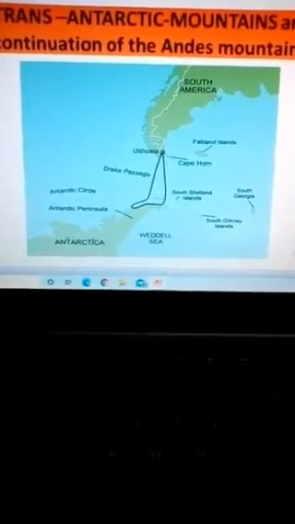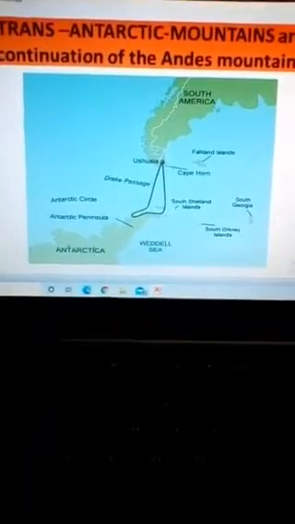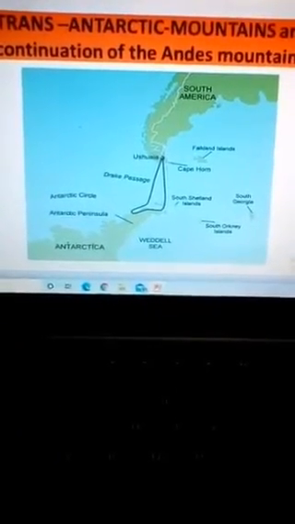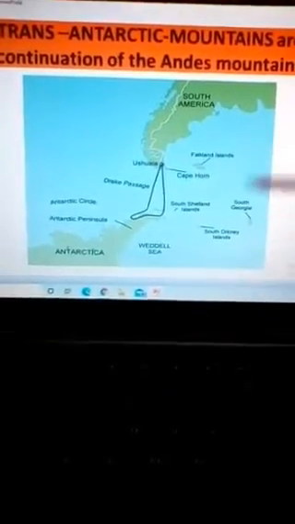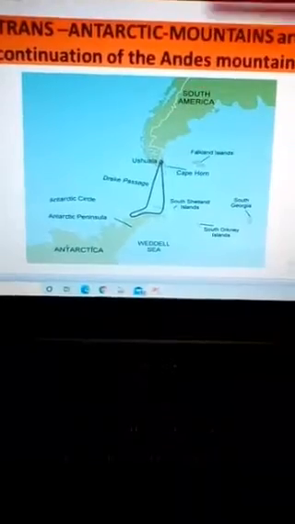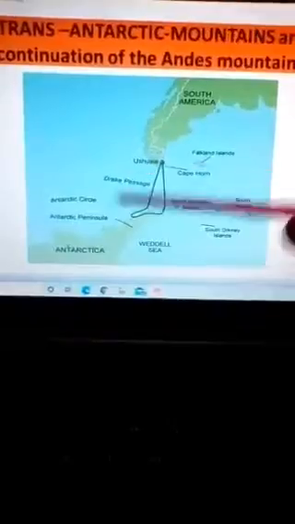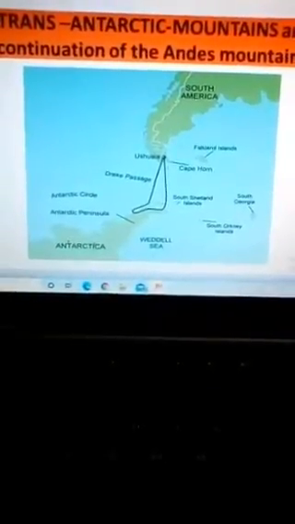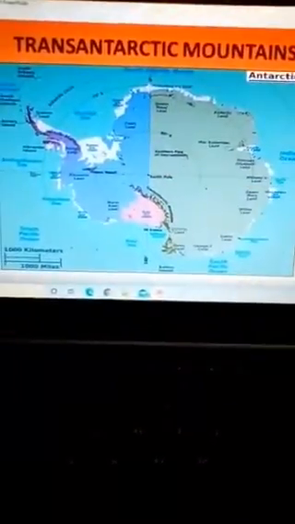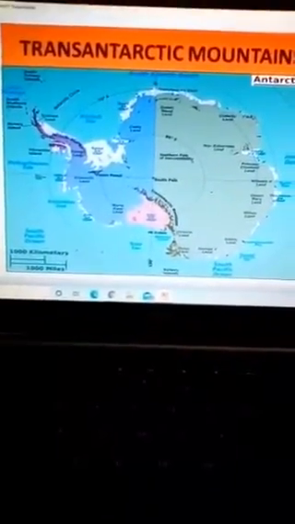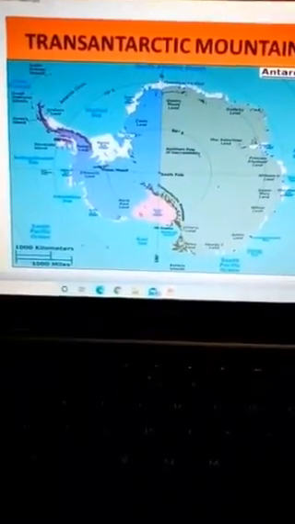In North America, we learnt about the Rockies, and at that time we learnt that the Rockies continue further into South America with the other name called the Andes. And now when we are studying Antarctica, we come to know that the Andes Mountains further continue with the name of Transantarctic Mountains in the continent of Antarctica. Now we see how things join together in geography. All the continents and the features are interconnected.